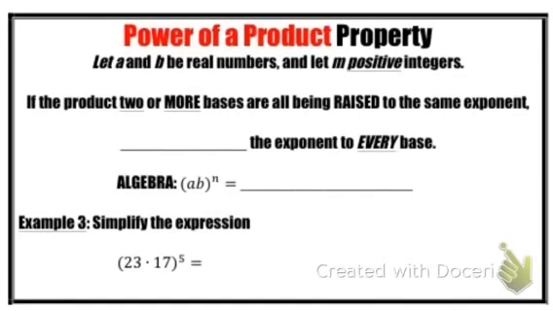The third property is called the power of a product property. And if the product of two or more bases are being raised to the same exponent, you want to distribute the exponent to every single base. So if you look at a and b are both being raised to the nth power, a and b is a multiplication of two different quantities, and so we're going to distribute the n to the a and the b.